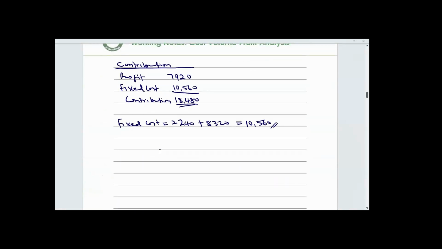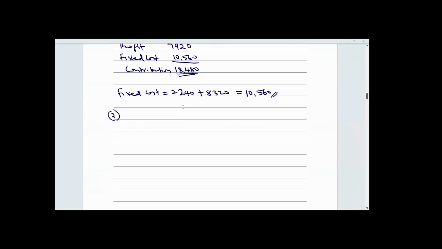Then step 2. Step 2 says we should calculate overall break-even point in Naira. Break-even points in Naira for the company as a whole is fixed costs divided by overall contribution margin ratio, which is equal to the fixed cost, 10,560, divided by 0.55. So this will give us 19,200. Then step 3 says we should calculate sales mix.